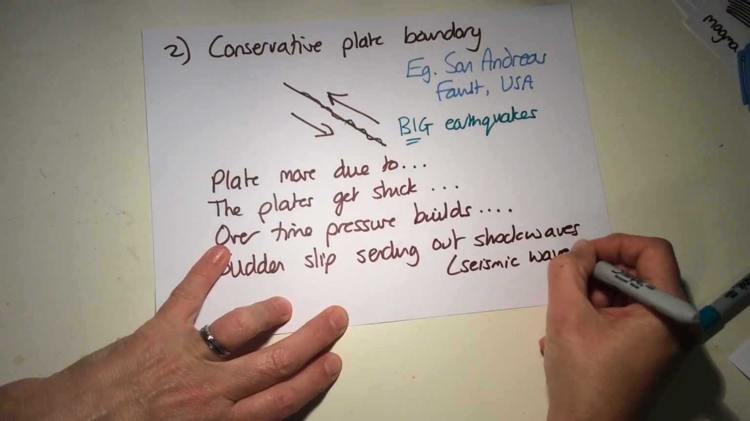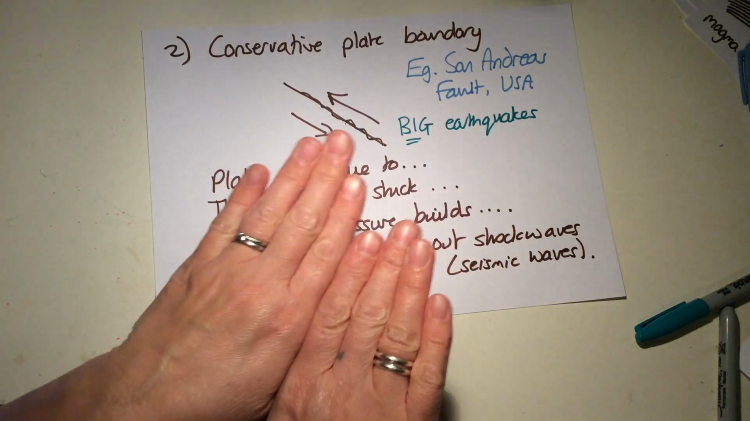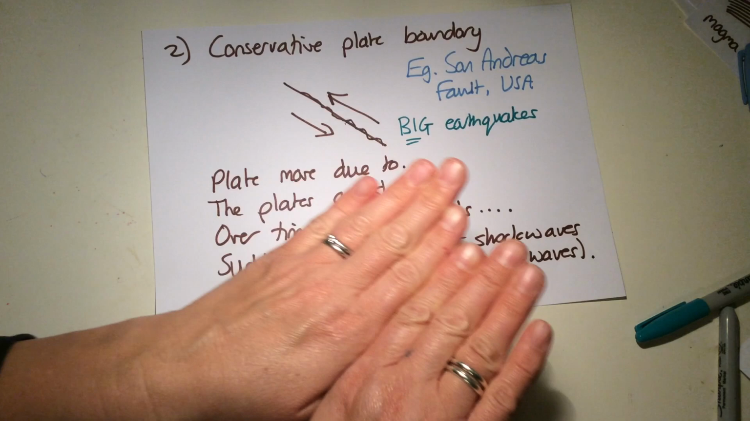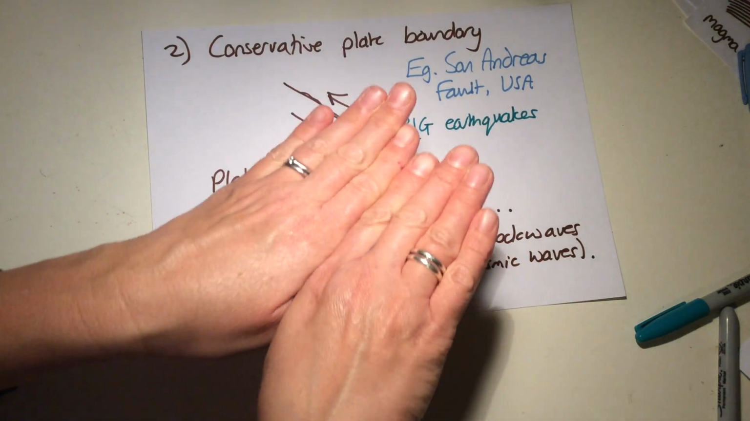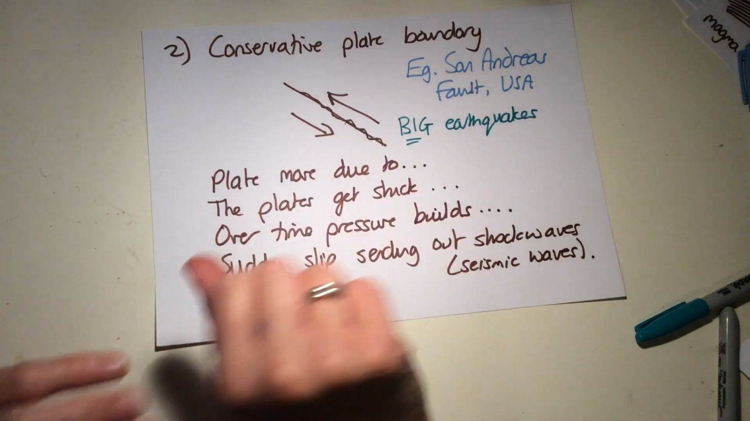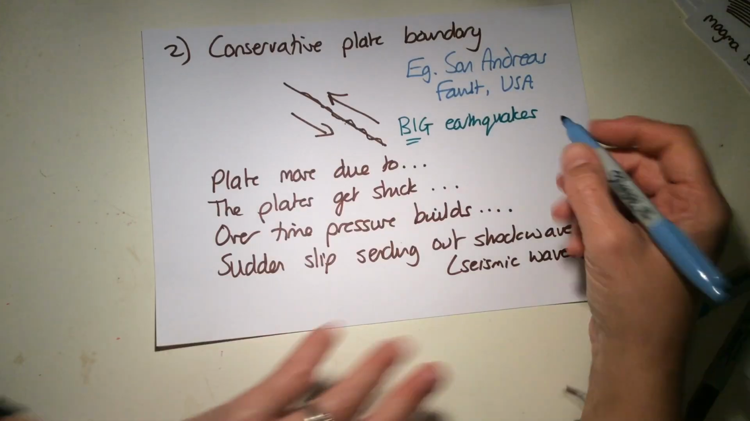waves. So let's just think again. The plates are trying to move. They're trying to move past each other, but they get stuck. The convection currents keep going. Pressure builds and builds until suddenly it slips into a new position. That slip is when the waves rush out in all directions. There's a little bit of terminology you'll need.